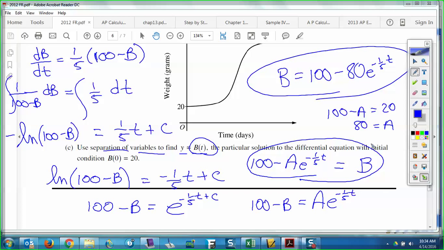Why is it 1/5 negative? Right here we have this negative in front of this. Divided that over. Yep, divided that over.